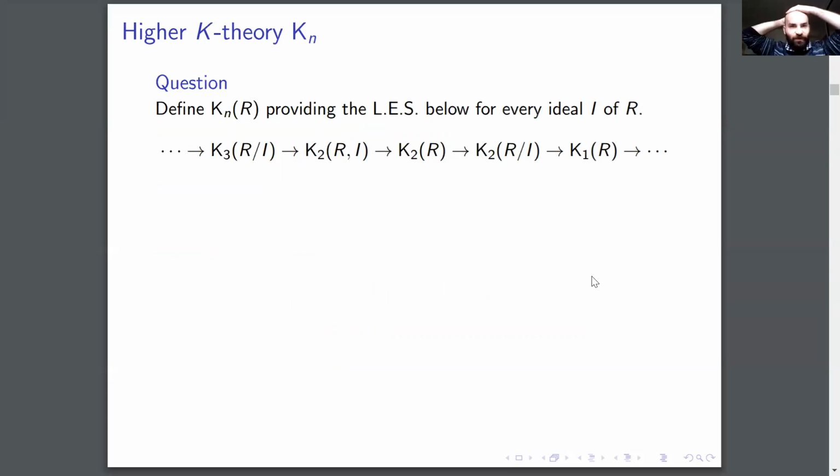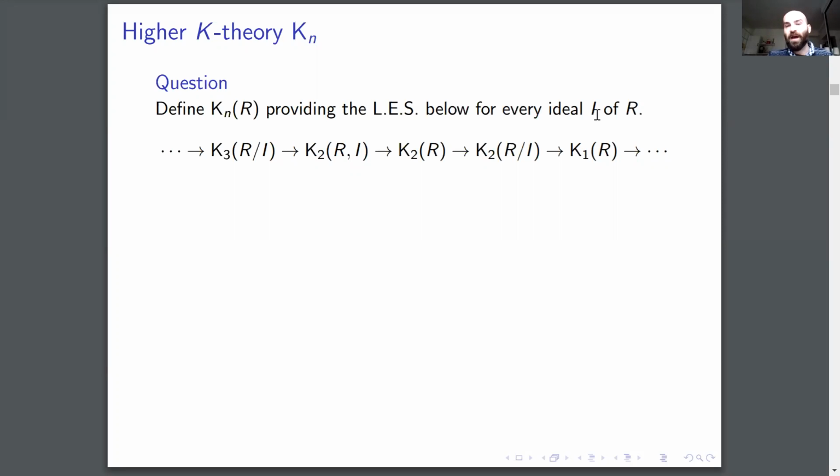at that time was, what about the higher algebraic K-theory groups? Can we define higher algebraic K-theory groups that will be meaningful? For example, that would agree with the previous definitions of K0, K1, and K2, as you would want them to, and also behave like a homology theory.